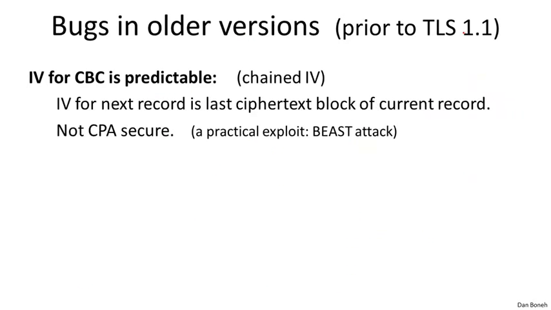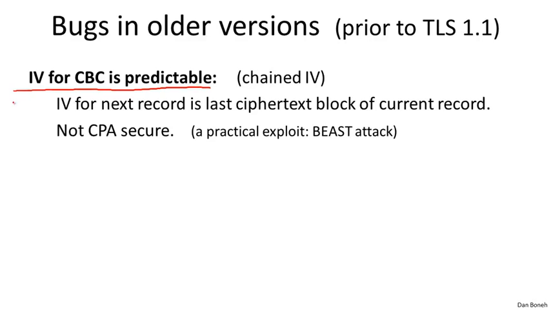What I showed you so far is called TLS version 1.1. It turns out that earlier versions of TLS actually had significant mistakes in them, and as a result, the earlier record protocol is vulnerable to a number of attacks. The first mistake is that the IV used in CBC encryption is predictable.